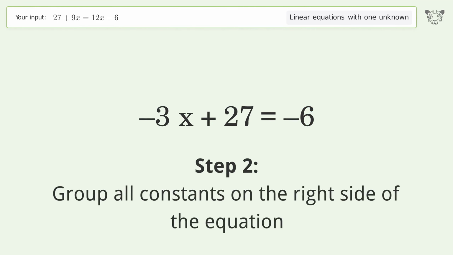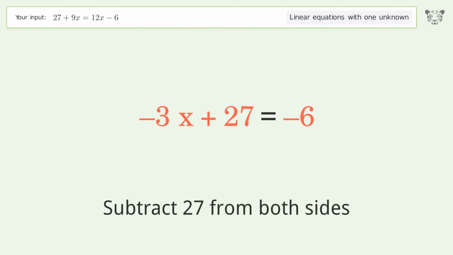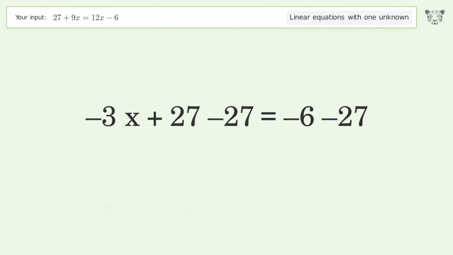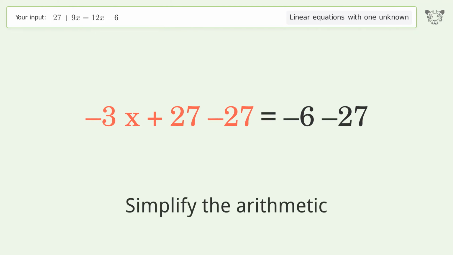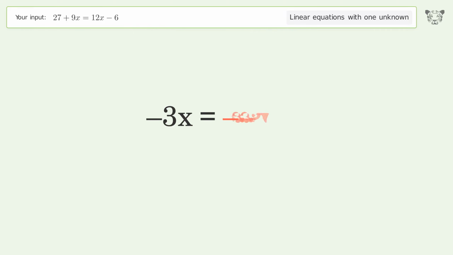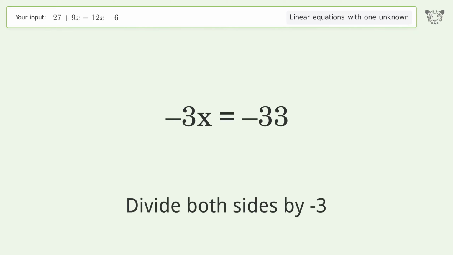Group all constants on the right side of the equation. Subtract 27 from both sides. Simplify the arithmetic. Isolate the x. Divide both sides by -3.